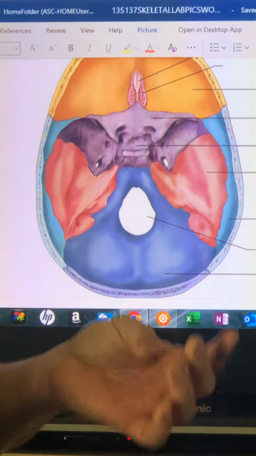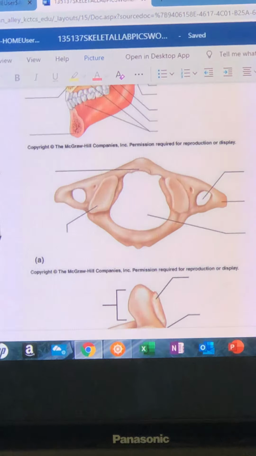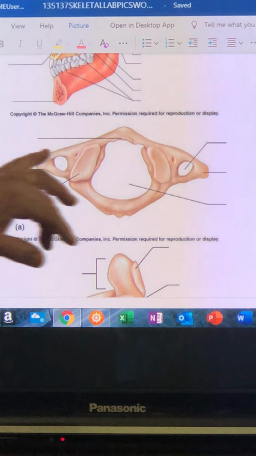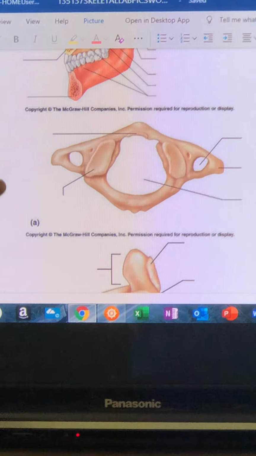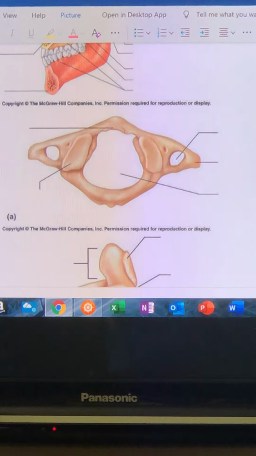Okay. This again is the atlas, or C1, first cervical vertebra. This line is pointing very well to the vertebral foramen, which is through every vertebra. And then this one is pointing very well to the transverse foramen, which is what makes a cervical vertebra a cervical vertebra. So know what bone it is and know what those structures are.